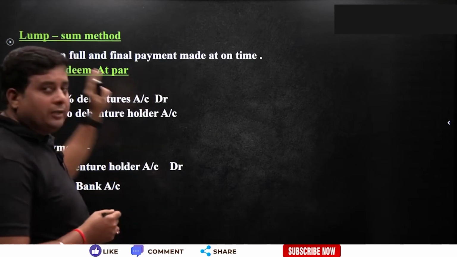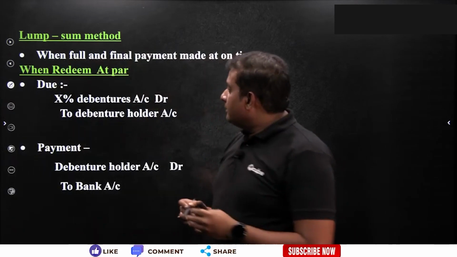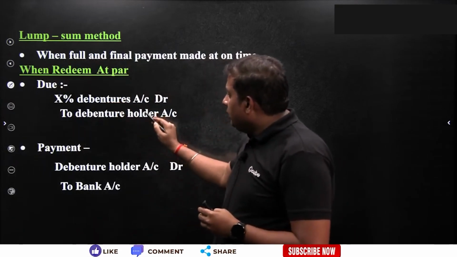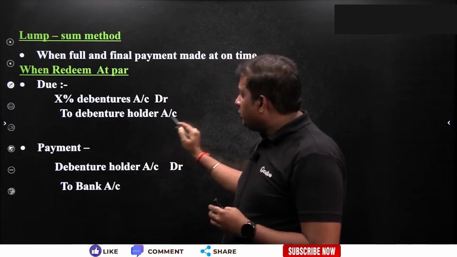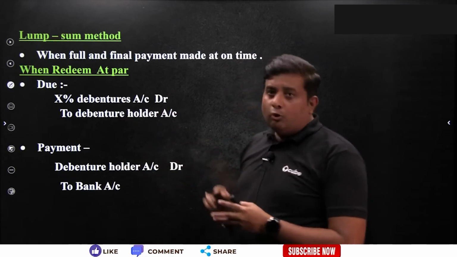Lump sum method means when full and final payment is made at one time. So let's understand this. Whenever the debenture is due, the entry should be X% debentures account debit to debenture holder, and debenture holder account debit to bank account.